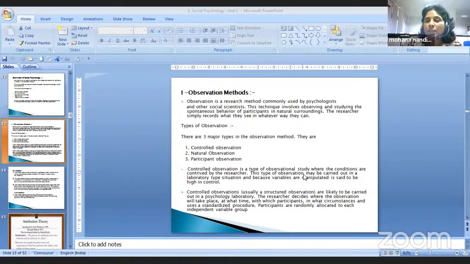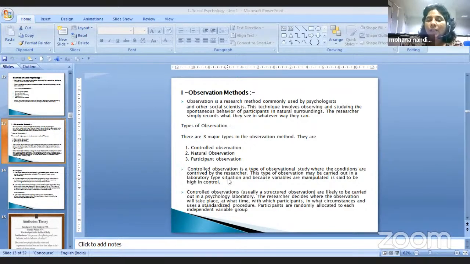Controlled observation is where the conditions are conceived by the researcher. Here we take two samples. The researcher will ask the person to get into a lab. We'll give some situation to the person and ask the person to react to it. Or else, if the person is very aggressive, we will call the person into the lab. We'll ask the person to do meditation. After his meditation, we'll ask the person to react differently.